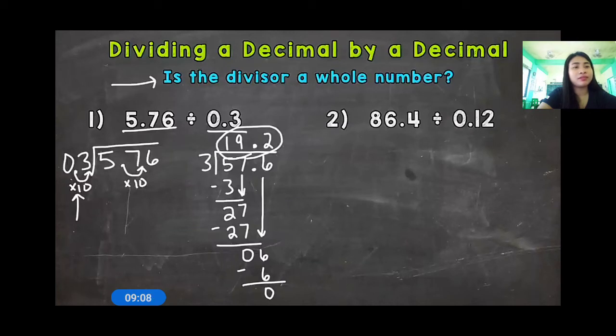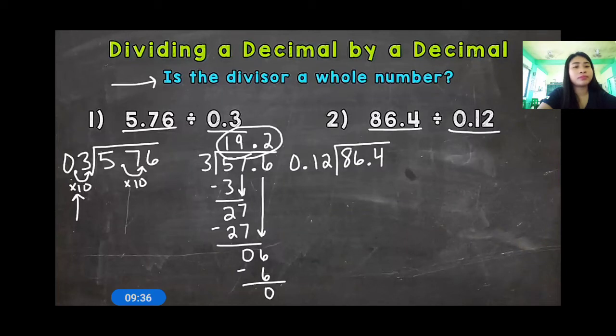Okay. So our dividend, 86 and 4 tenths, is the number being divided or split up, and that goes underneath the division bar. So 86 and 4 tenths divided by 12 hundredths. So 12 hundredths is our divisor. It goes on the outside. Now, let's ask ourselves the important question. Is the divisor a whole number? No. So we need to make it a whole number in order to go through the process.